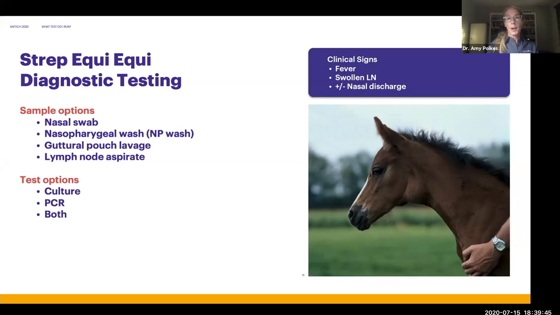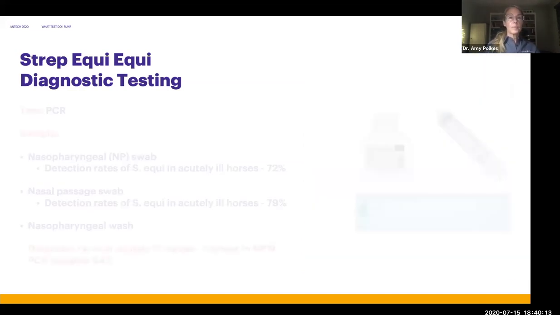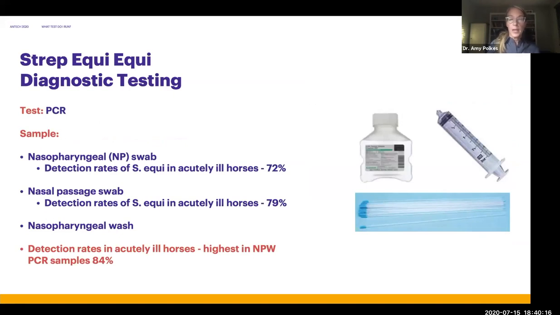So I'm just going to talk about all the different options and what you can do, because again, lymph node aspirate is obvious, but a lot of horses that we see now with the advent of vaccines, et cetera, we don't really tend to see as many horses that are obviously strangles like this. So what are the options? Nasal swab, nasopharyngeal wash, guttural pouch lavage, lymph node aspirate, culture, PCR. We'll go through these. Okay, so talking about PCR first, what samples are the best if you're going to do a PCR?